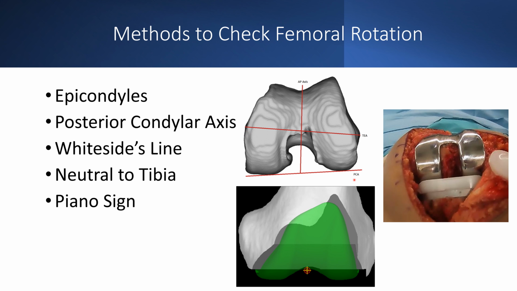And then we look at the posterior condylar axis. We look at the transverse axis, or what we call Whiteside's line. We also make sure that our cut is neutral to the tibia, and then we also look for what we call the piano sign to make sure that we have more external than internal rotation on the femoral component.